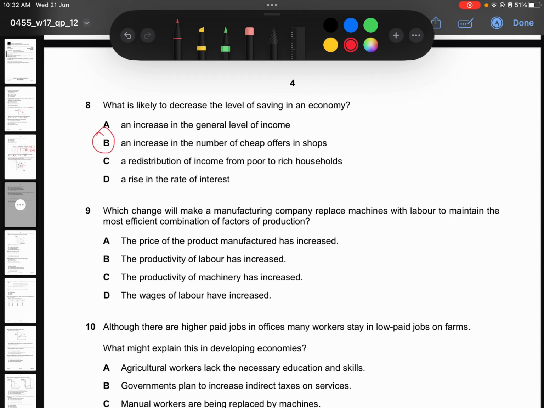A redistribution of income, that's more likely to increase spending rather than saving. And a rise in the rate of interest. A rise in the rate of interest encourages people to save more because of higher returns, the yield on your investment. So an increase in the number of cheap offers, because when there are cheap offers, consumers are likely to spend rather than save. Hence the correct option is B.